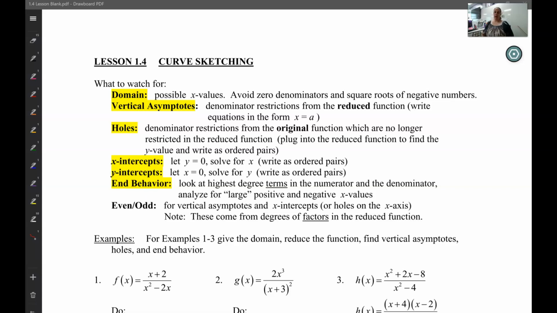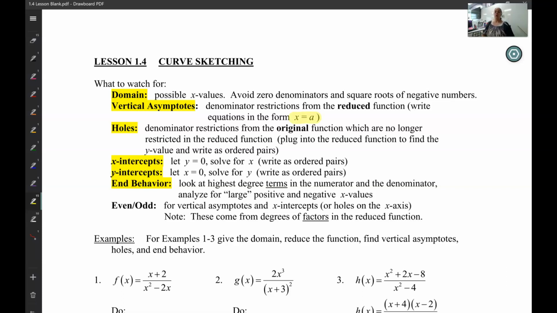First one is domain. Domain is all the possible x values. We need to make sure that we don't have any 0 in the denominators and no negatives in our square roots. We also have vertical asymptotes. Most common vertical asymptotes is things that make the denominator 0. We always write them as an equation, x equals a.